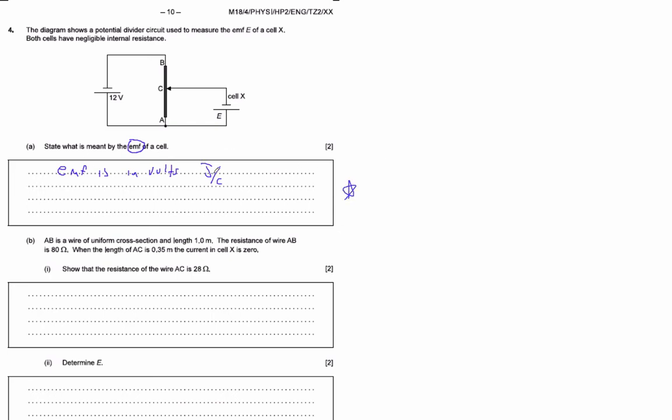I got the joules per coulomb part, but I didn't say from one terminal to another, and you had to say that, and I didn't say it. I'm very sorry. You deserve a better teacher. In general, that's true, but there it is.